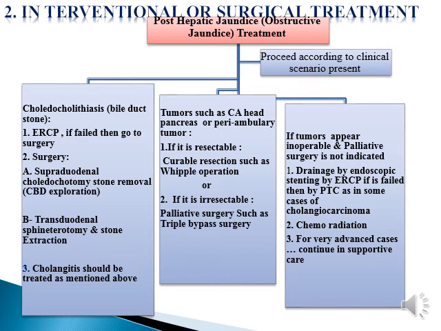If that fails, then drainage by PTC, percutaneous transhepatic cholangiography, as in some cases of cholangiocarcinoma, in order to drain the bile and decrease jaundice. And then shift to chemoradiation, and definitely for very advanced cases we need to continue supportive care.